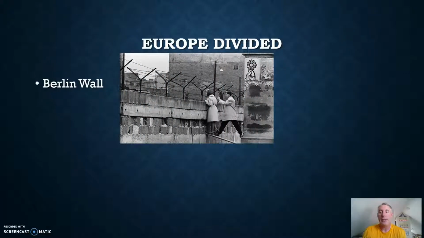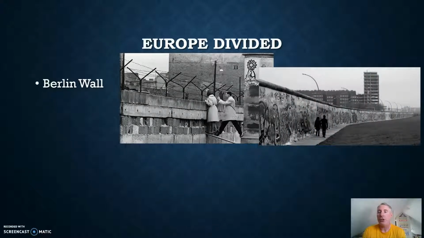Now, built in 1961, it divided Berlin in two. You could only pass through a certain amount of checkpoints, and violators trying to cross it illegally were arrested, sometimes even shot. Friends and family members were cut off, and this really became a symbol of communist repression.